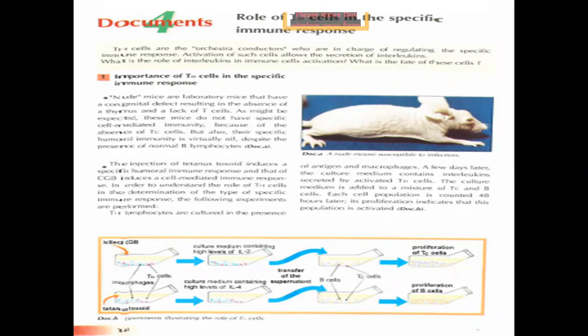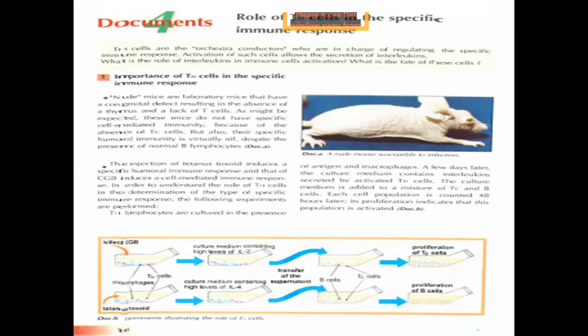Because we said that the T helper cells are the orchestral conductors. They secrete interleukin 2 and interleukin 4. Interleukin 4 leads to the activation of the B lymphocyte to secrete antibodies and to become plasma cells. So it becomes a humoral immune response. So they don't have T lymphocytes.